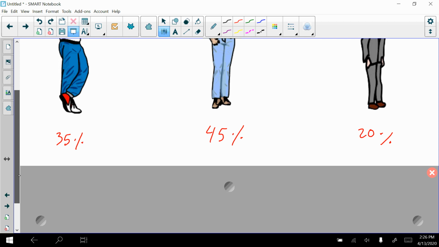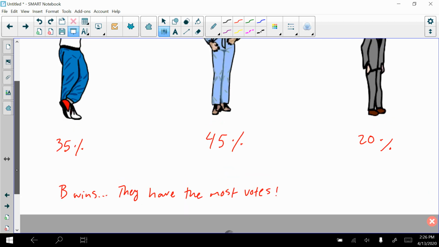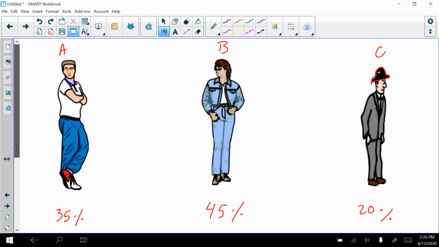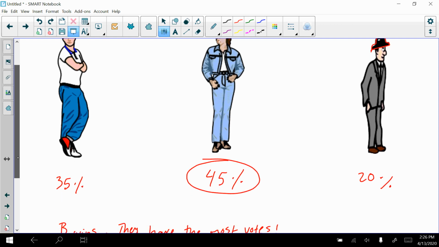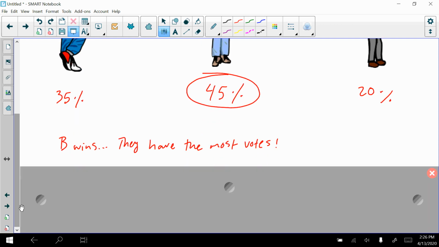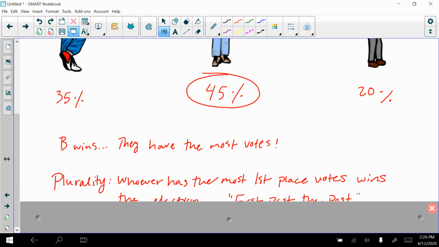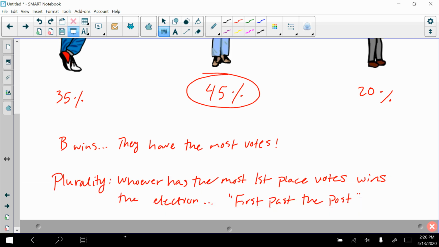I would guess that most of you would say that B wins this election because they have the most votes. They have 45% of the votes, and that's more than the other 2 candidates. So logically, it makes sense that B would win because they have more votes than anybody else in the race. And this is a perfect example of our first method of voting, which is called plurality. Plurality means that whoever has the most first place votes wins the election. This is a real method of holding an election. You might also hear this called first past the post voting.